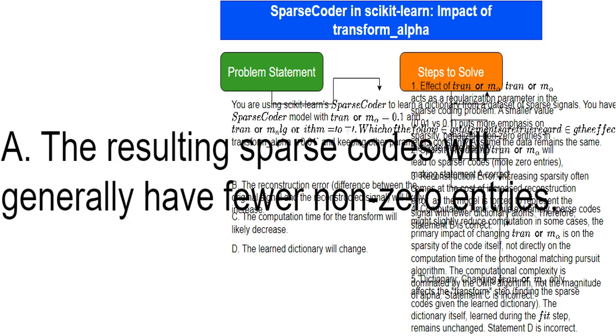If I decrease transform_alpha, I'll force the model to use fewer components to reconstruct the original signal. This will likely lead to a larger difference between the original and the reconstructed signal. Think of it like trying to rebuild a Lego castle using fewer bricks. The final result won't be as accurate.